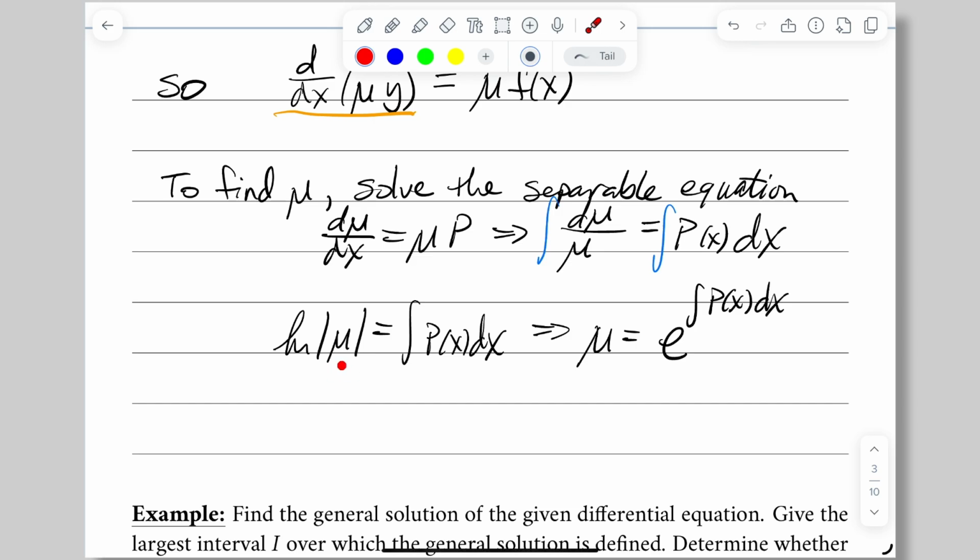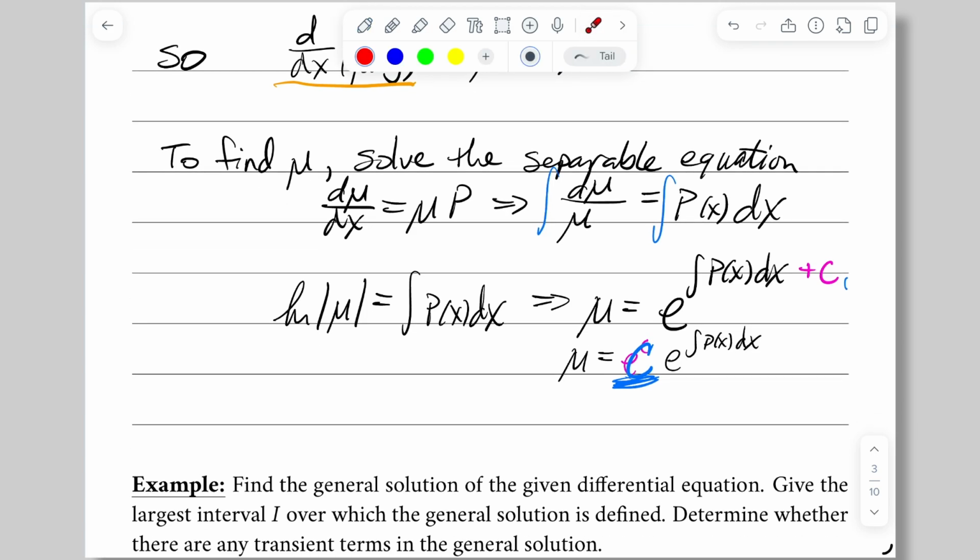Now, in case you're wondering about the absolute value, technically this would be the integral of p of x dx plus c, right? Well, that plus c, we've already seen how to deal with that before, would actually give us mu is equal to, say, e to the c times e to the integral of p dx. And then we could say, well, that e to the c is really just a constant, so I'm just going to call it a whole different constant, and then the plus or minus gets rolled into that c, but none of that actually matters because remember what we did.